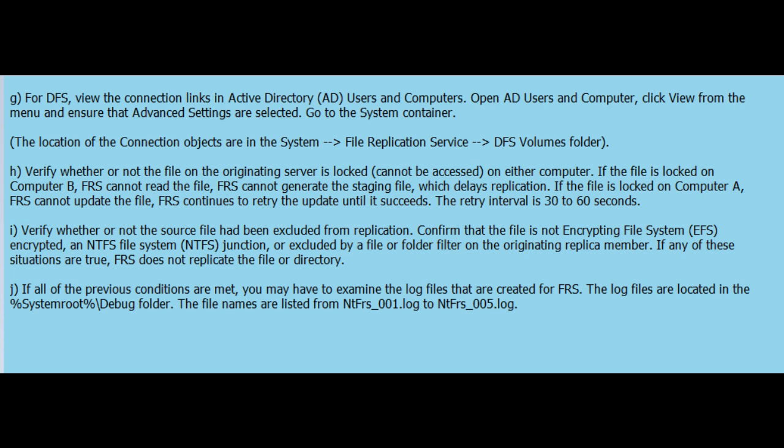Point I. Verify whether or not the source file has been excluded from replication. Confirm that the file is not Encrypting File System, EFS, encrypted, not an NTFS junction, and not excluded by a file or folder filter on the originating replica member. If any of these situations are true, FRS does not replicate the file or directory.